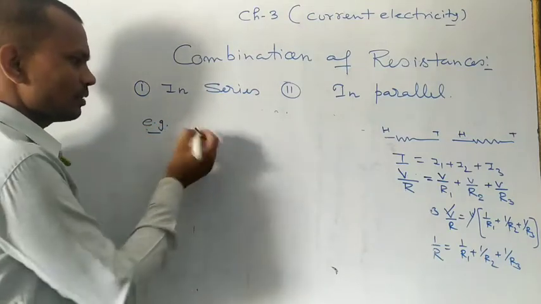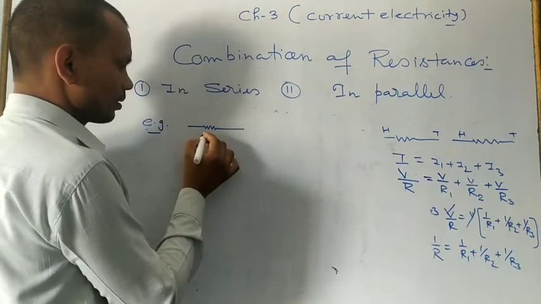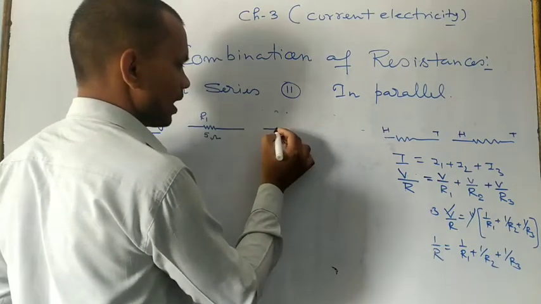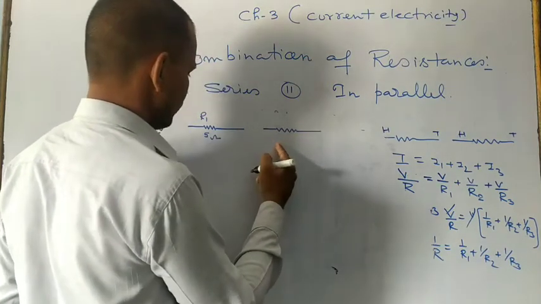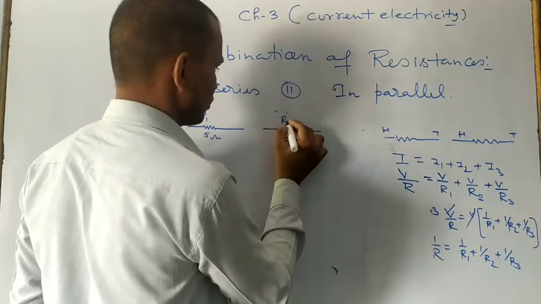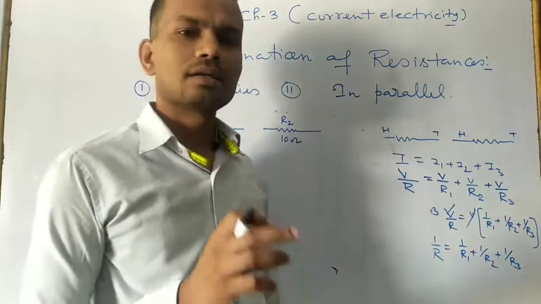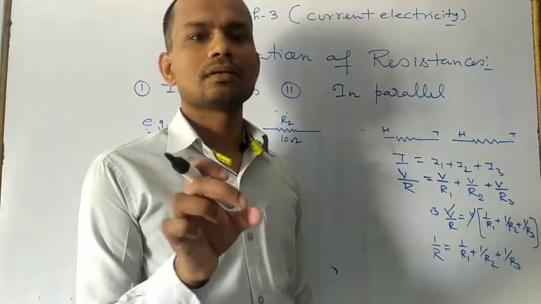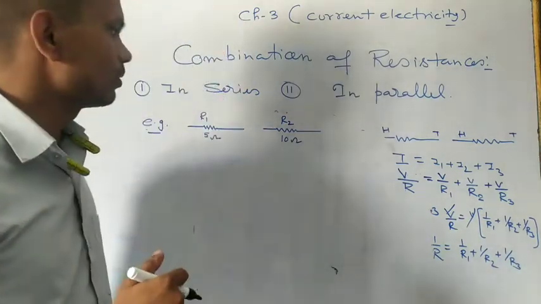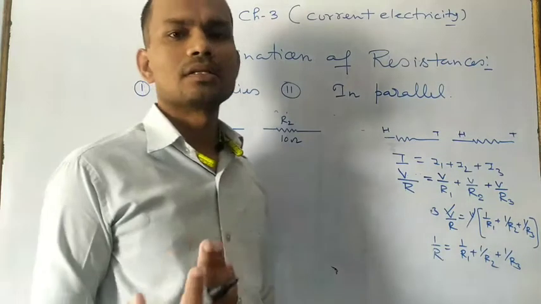So here you see, suppose only two resistances that we are taking. Suppose this is the first one, R1, which is 5 ohm, and this is the other resistance, R2, which is 10 ohm, right? These two are there in one circuit. In that we want to increase the value of the resistance, and we also want to decrease the value of resistance. So which arrangement is suitable for increasing or decreasing?